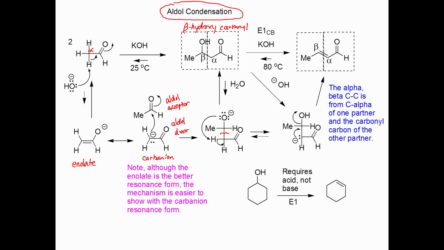Okay, the beta hydroxycarbonyl compound is not stable in strong base. At higher temperature, it reacts to lose water. Net result here is minus water. And it makes this type of compound called an alpha-beta unsaturated carbonyl compound. Okay, this reaction is actually quite favorable because it makes a conjugated system.